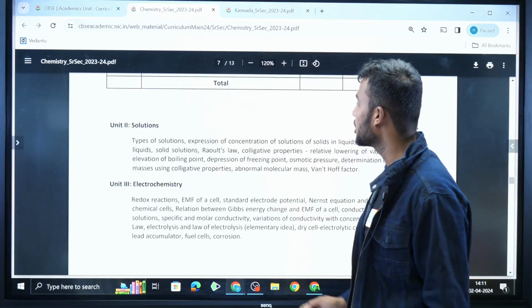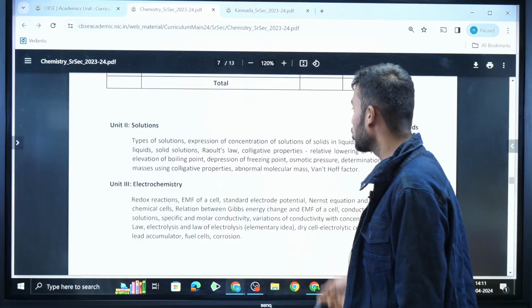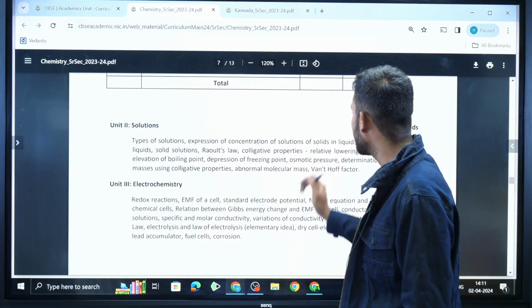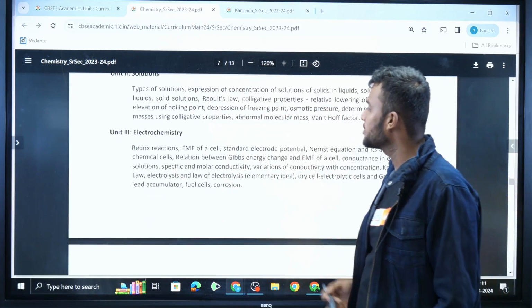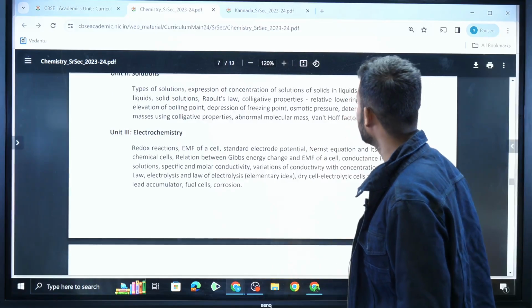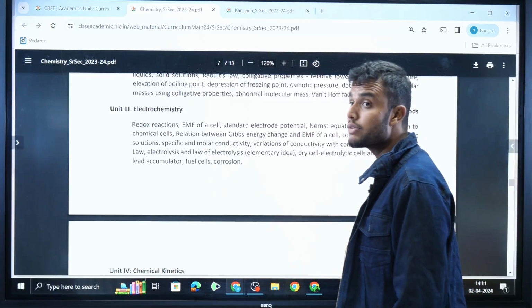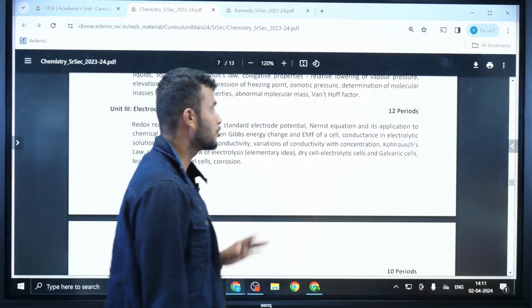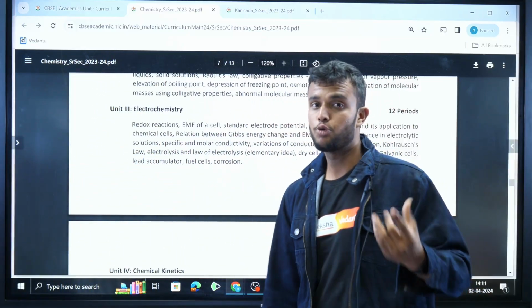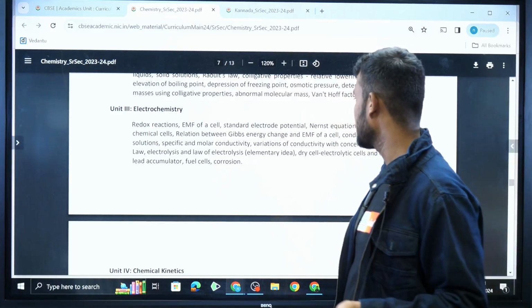Then solutions: in solutions, types of solution, expression of concentration of solution, solids in liquid, solubility of gases, and colligative properties, relative lowering of vapor pressure. Okay, then electrochemistry: redox reaction, EMF of cell, standard electrode potential, Nernst equation, very, very important. Derivation is also there, my dear students, and problems are also there, to find the EMF of a cell, anode, cathode, everything we discuss.